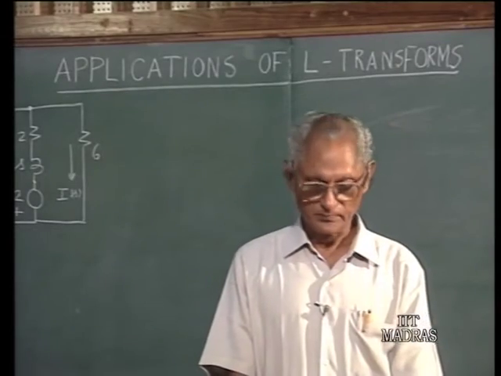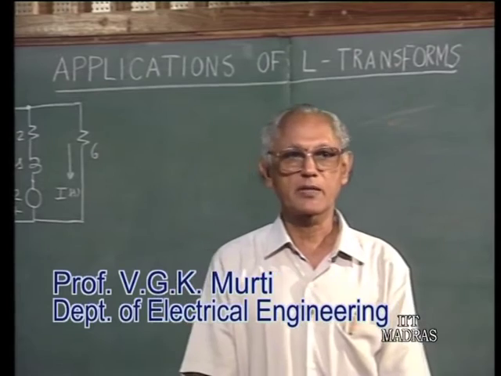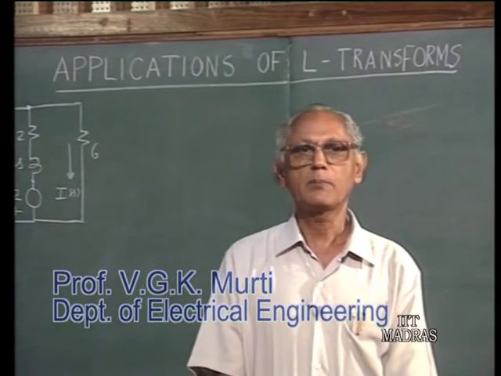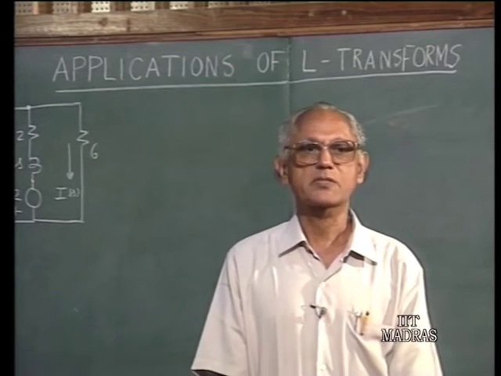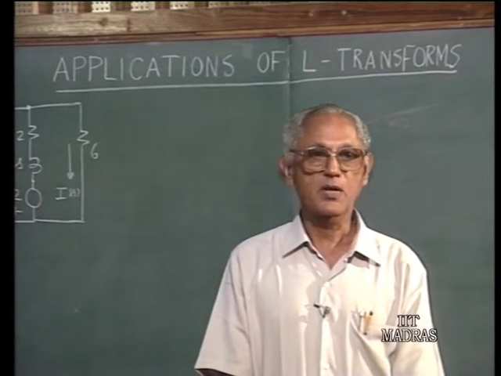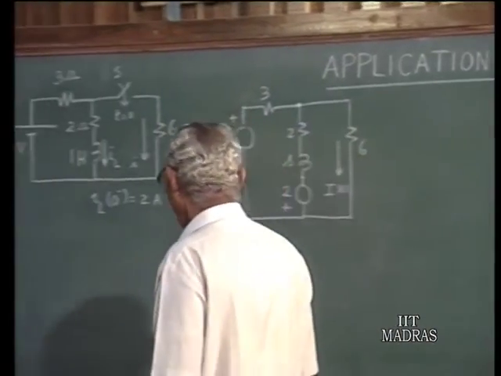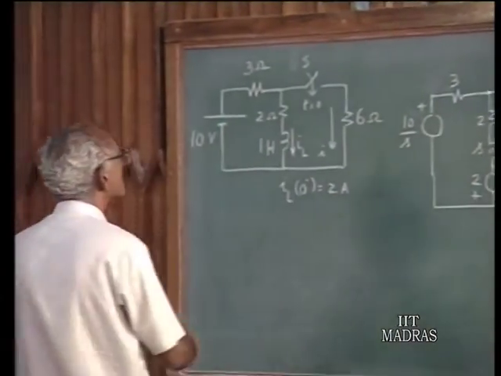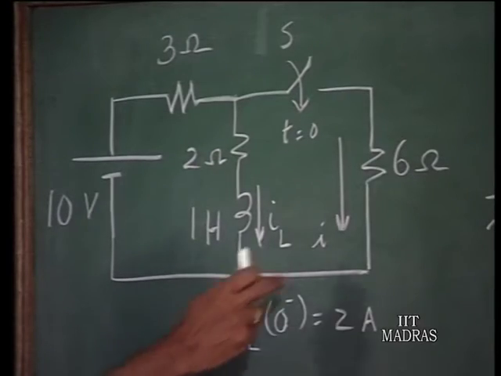In the last lecture, we acquainted ourselves with the concept of transform diagrams and how they help us in writing down the equations of performance of a network in the Laplace transform domain. We took up this particular example where the switch S is closed at t equals 0 and we are asked to find out this current I.